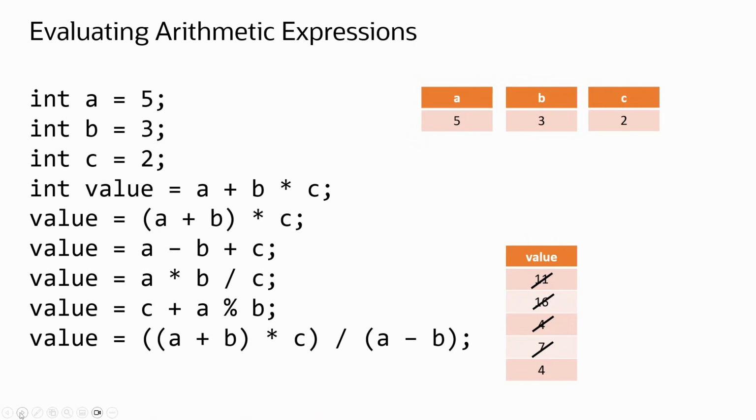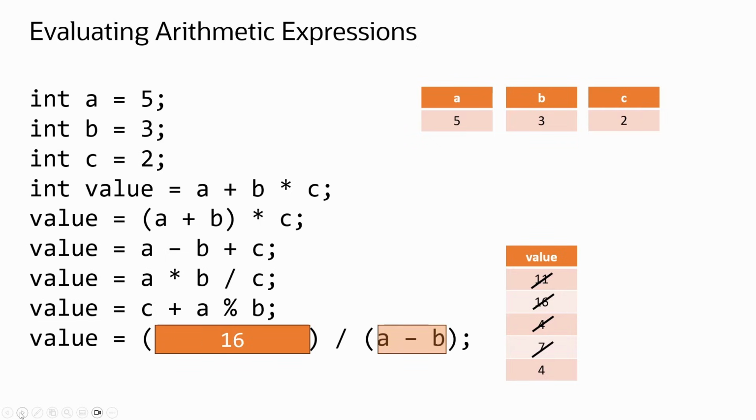In this expression, we will work from left to right, evaluating the things that are in parentheses first. So the first thing, the leftmost parentheses, is A plus B. That's going to be 5 plus 3, which is 8. Then we're going to work on this set of parentheses, because that is now the leftmost, and 8 times C is 8 times 2, which is 16.